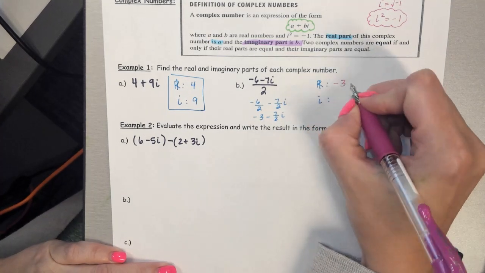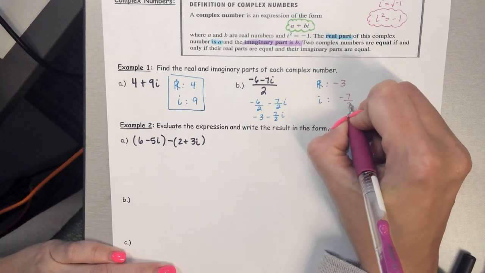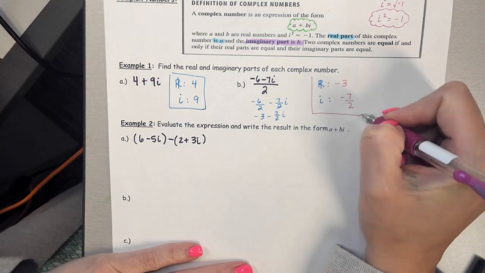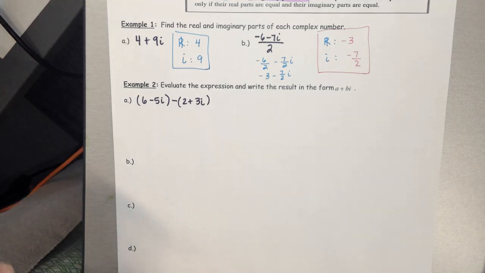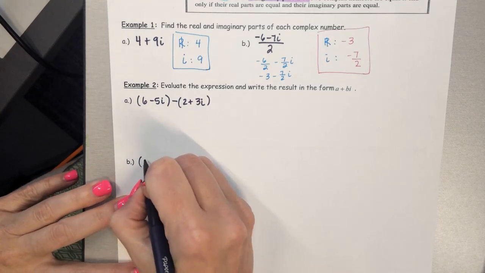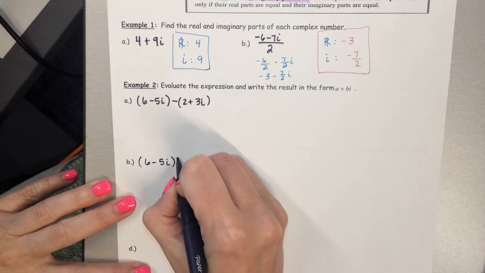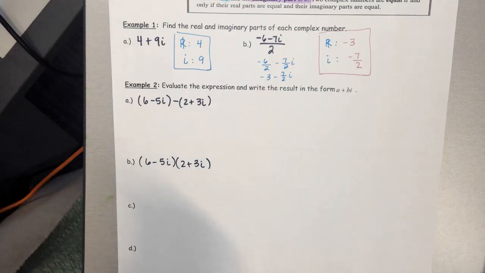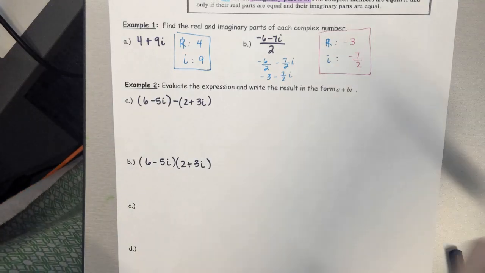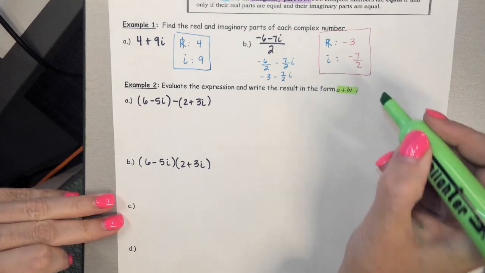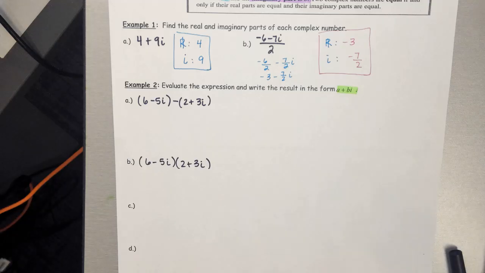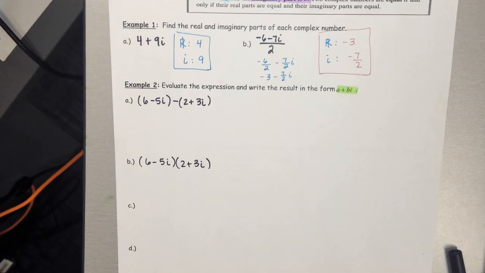Okay, so -3 is your real value and -7/2 is your imaginary. Okay, so just double check those for me, and then after you do A, I want you to try part B. And notice that you do have to write your result in this form, a plus bi. Okay, so I'm going to give you a couple minutes to try those, and then we'll go over them together.